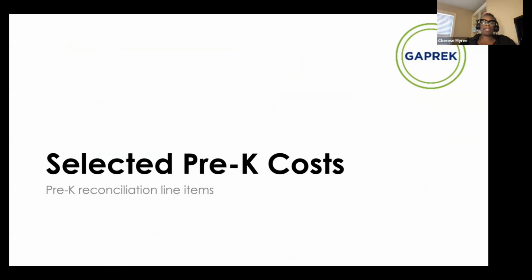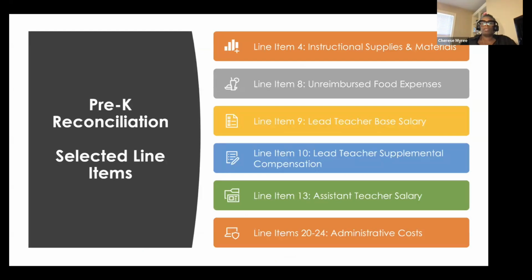So let's take a look at a few selected pre-K costs that are on the reconciliation. We're not going to go through all of them, but just a few selected ones, those that are attached to the business rules that we talked about. So line 4, we know will be instructional supplies and materials. Line 8, even though it's not a business rule, is something that we're going to talk about, which is unreimbursed food costs. Lines 9 and 10 are your lead teacher's salaries. Line 13 is your assistant teacher's salaries, and administrative costs will be reported on lines 20 through 24.